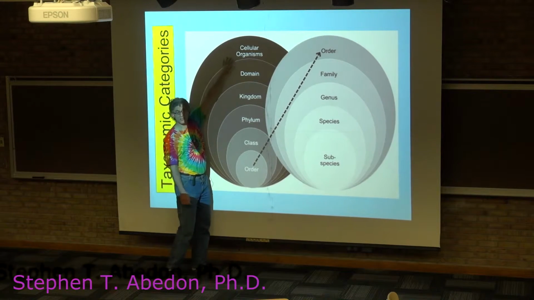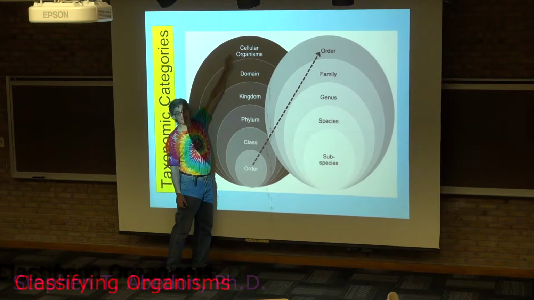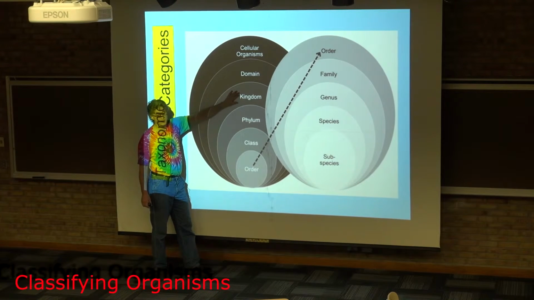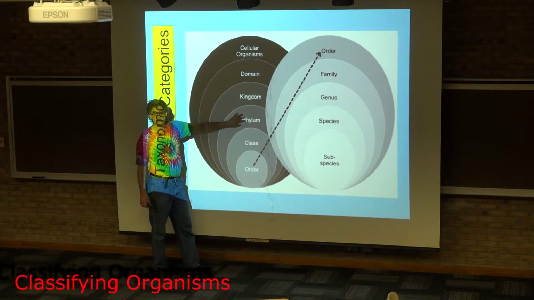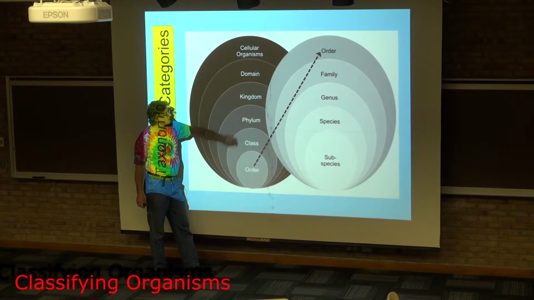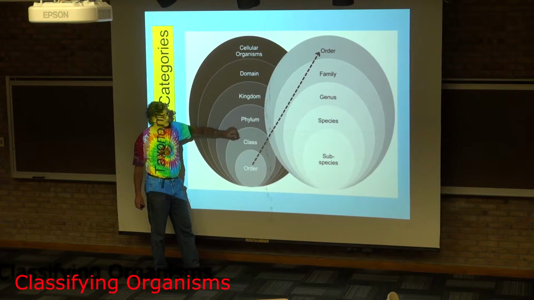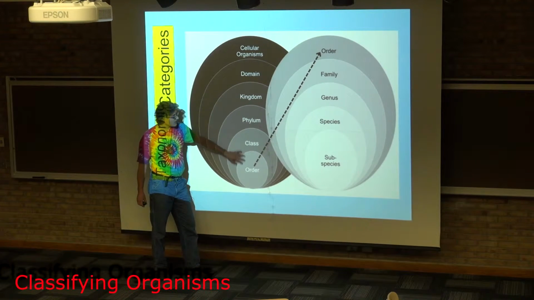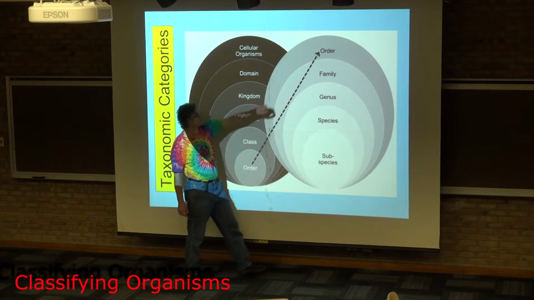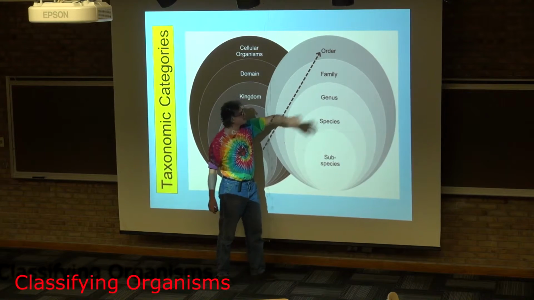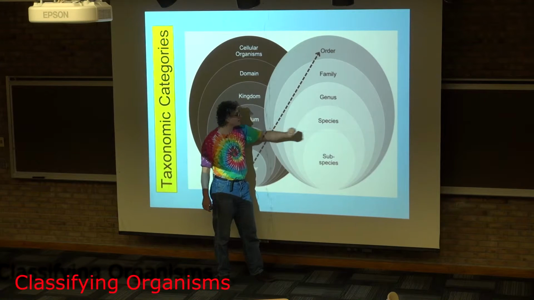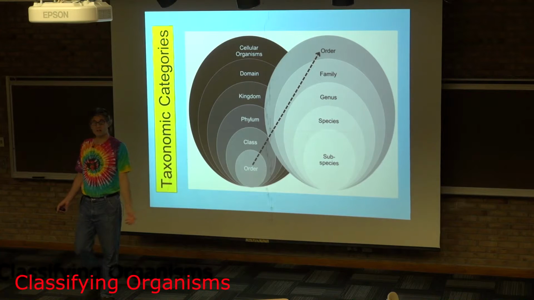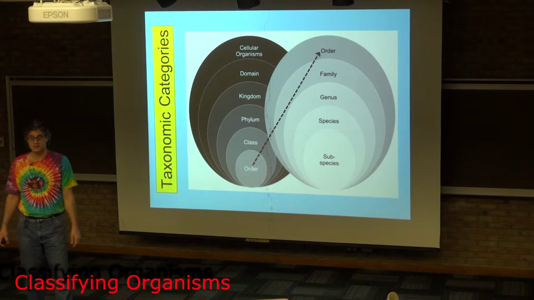But we've got these major taxonomic categories. We've got the cellular organisms, which can be broken up into 3 domains. Each domain can be broken up into multiple kingdoms. Each kingdom into multiple phyla, or divisions in the case of plants. Each phyla into multiple classes, each class into multiple orders, each order into multiple families, each family into multiple genera, each genera into potentially multiple species, and then you've also got subspecies that come below the level of species.